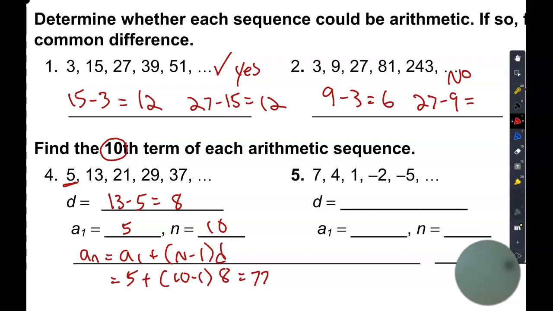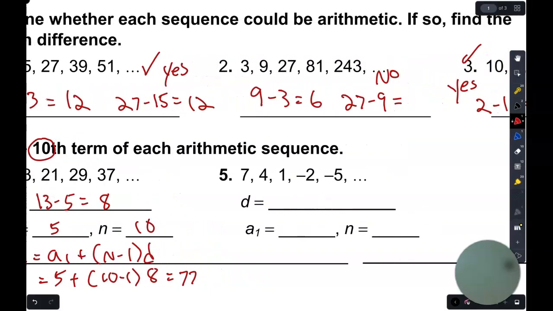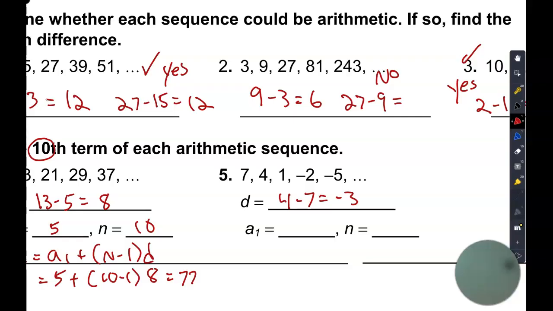All right, let's take a look at another one. All right, we got 7, 4, 1, -2, and -5. We're going to find the common difference. 4 minus 7. Don't get confused. 7 minus 4. Don't do that. So 4 minus 7 is going to get you -3. And you can see you're adding a -3 because it's going down. We're going to take the first term, which is 7. And the nth term, again, is 10.